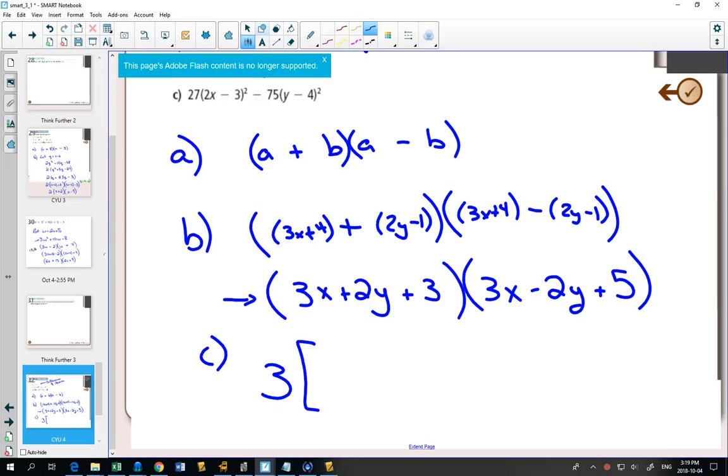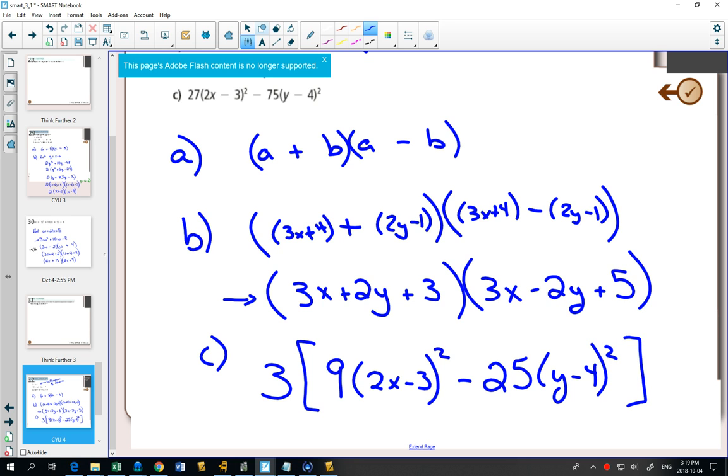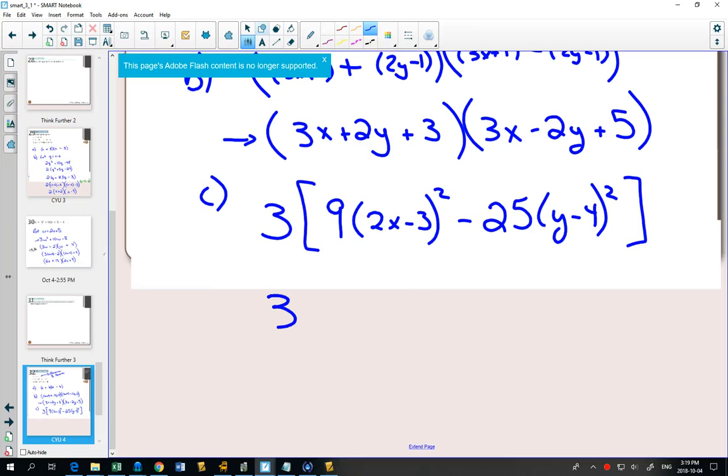So I take a 3 out. That will leave me with 9 times 2x minus 3 all squared minus, take a 3 out of 75, 25, y minus 4 squared. You can do a quick check. If you distribute the 3 into the first term and the 3 into the second term, does it equal what we had to begin with? Yes. And now, what's inside the brackets is a perfect square minus another perfect square, because 9 is 3 times 3, and 25 is 5 times 5.